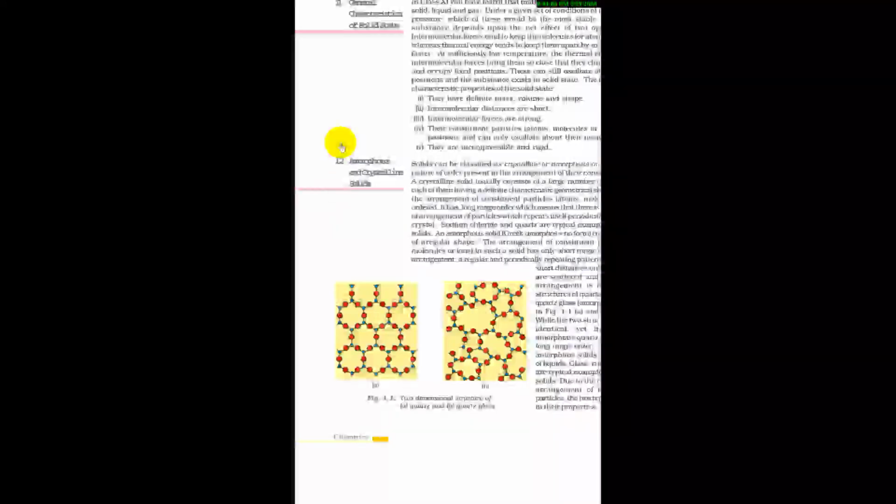Now let's talk about amorphous and crystalline solids. Solids can be classified as crystalline or amorphous on the basis of the order present in the arrangement of their constituent particles. Crystalline solids usually consist of a large number of small crystals, each of them having a definite characteristic geometrical shape. In a crystal, the arrangement of constituent particles, atoms, molecules, or ions, is ordered.